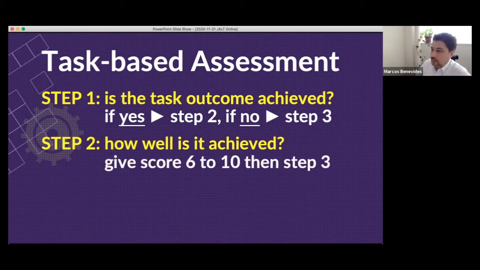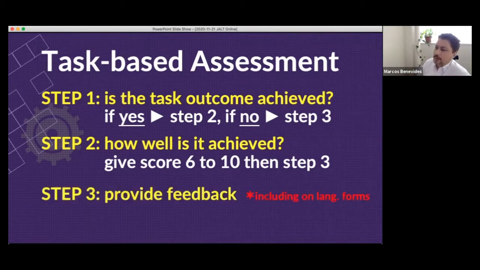So how well is it achieved? Give it a score from 6 to 10. If we were thinking about that guy we just watched, I personally would give that perhaps a 9. That may be different for you, but I think that was a 9. It wasn't absolutely perfect, but it was pretty close. And then I would give feedback.